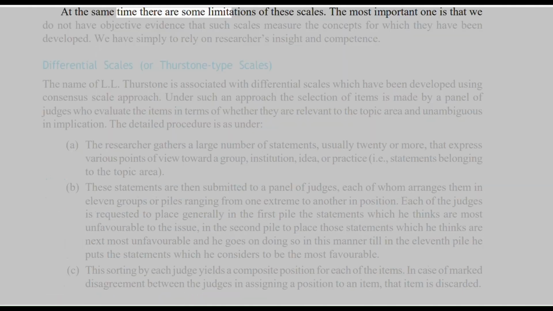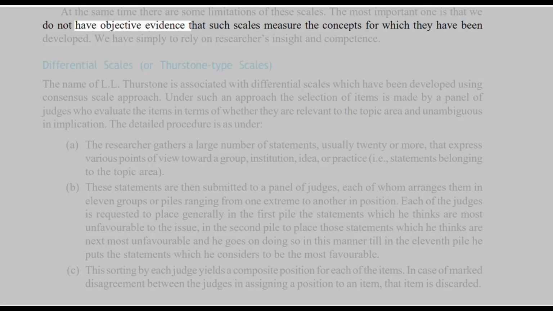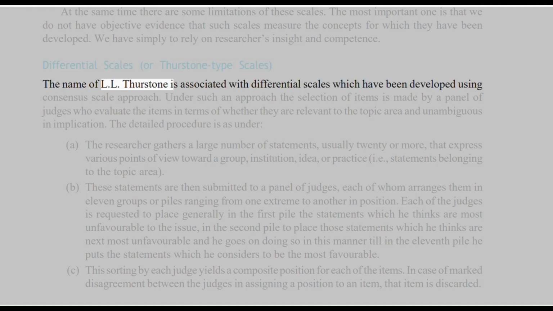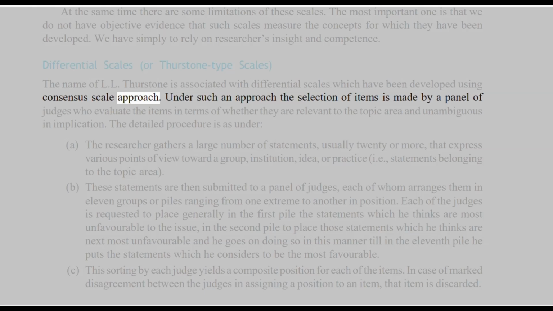At the same time, there are some limitations of these scales. The most important one is that we do not have objective evidence that such scales measure the concepts for which they have been developed. We have simply to rely on researchers' insight and competence. Differential scales or Thurstone type scales. The name of L. L. Thurstone is associated with differential scales which have been developed using consensus scale approach.